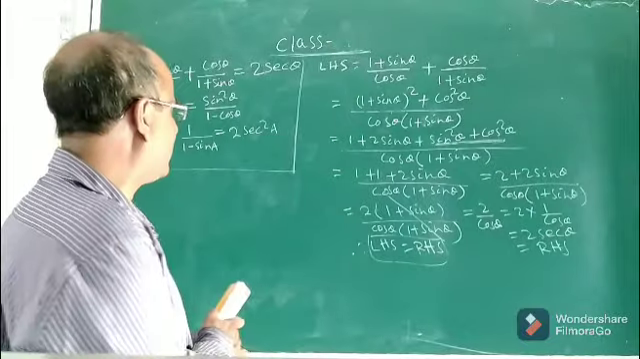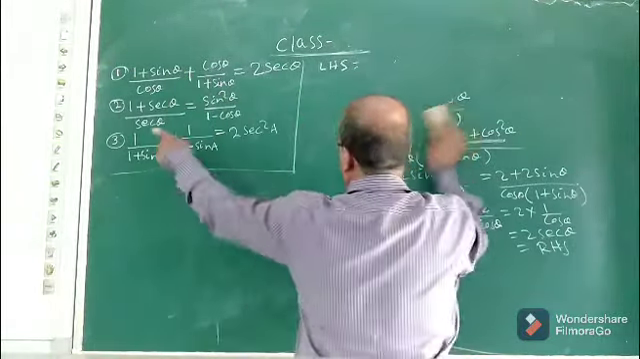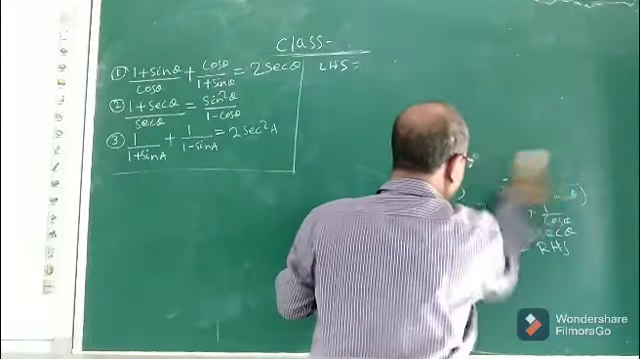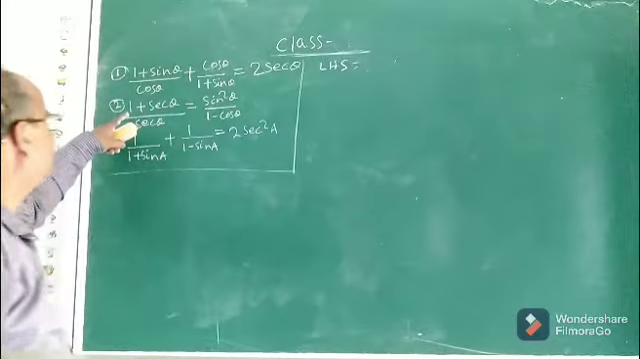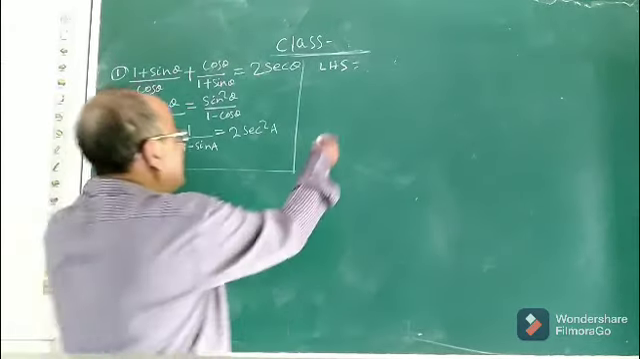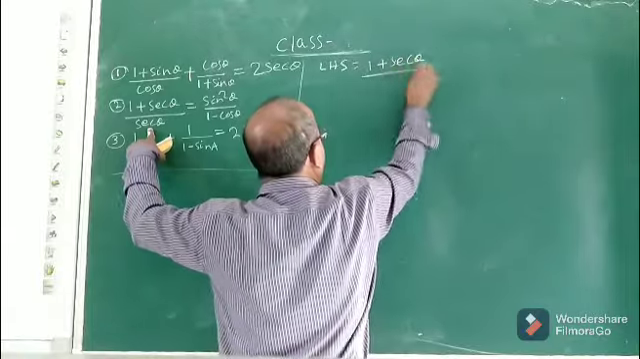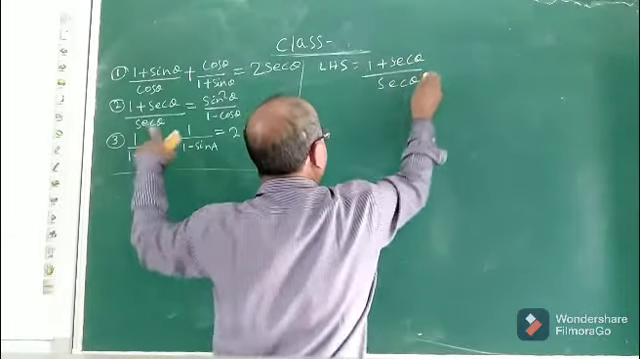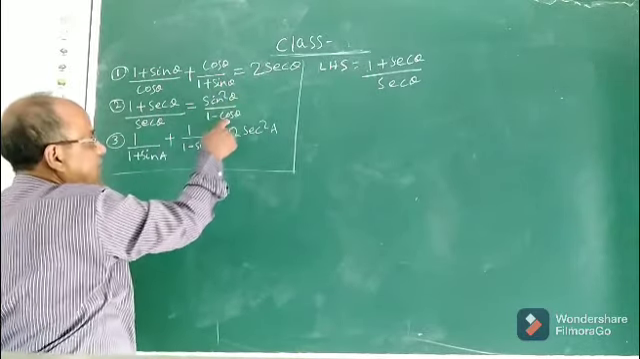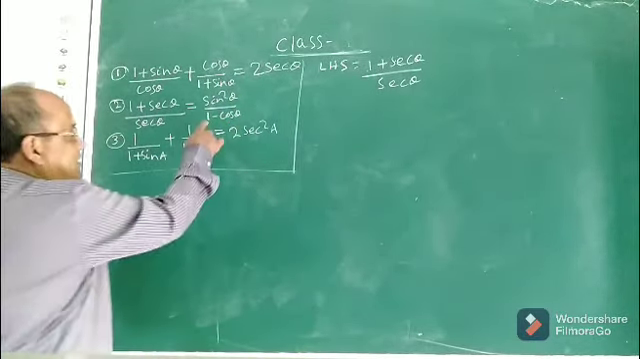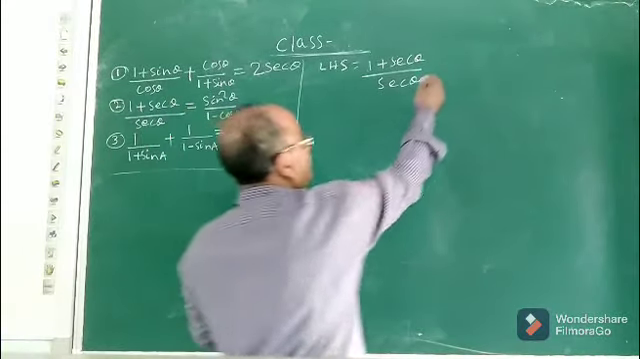Let us solve this second one. Okay. Let us solve another identity. See the question number 2. What is written in question number 2? See, (1 plus sec theta) by sec theta. This is the LHS I am writing here. (1 plus sec theta) by sec theta will be equal to sin square theta by (1 minus cos theta). This is our RHS. How to get the RHS? Breaking the LHS. Let us see.